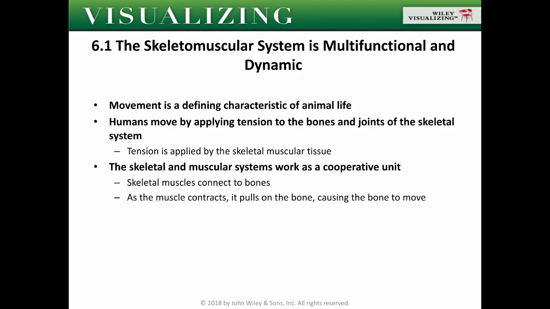Animals can move around, walk around, crawl, climb trees, etc. Whereas the flora, that is the plant life, is static; they grow. It's not that plants cannot really move, but they are stationary. But animals can move from place to place. Humans move by applying tension to the bones and joints of the skeletal system. The musculoskeletal system works hand in hand to move or walk.